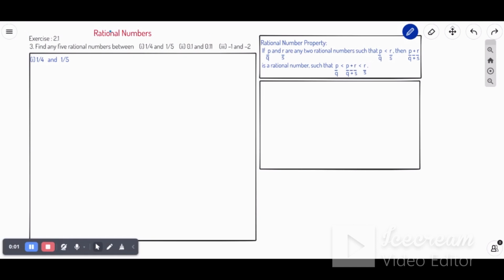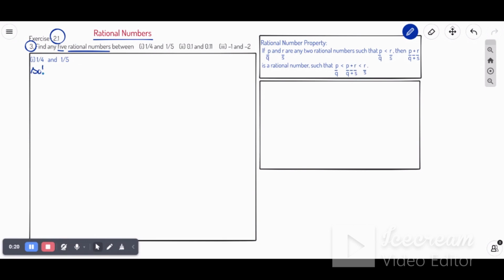Hi everyone, let us start with real numbers. Exercise 2.1, question number 3. Find any 5 rational numbers between the given set. So this is the given question. You have to find 5 rational numbers. So let's start with the first question.